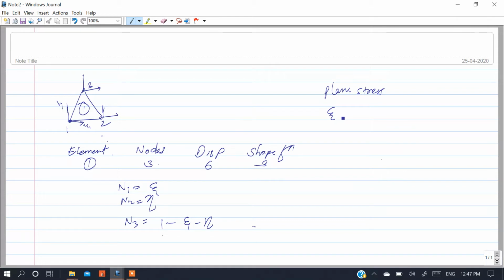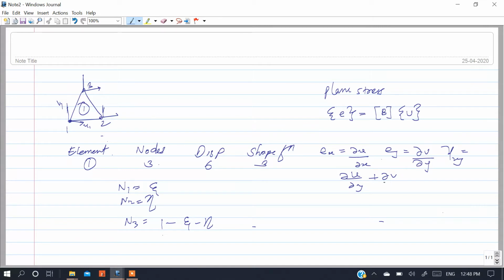So the basic formula is that the strain epsilon equals B into U. This is the formula for the strain displacement relation. So the strain components can be given as epsilon x equal to du by dx. Similarly, epsilon y equal to dv by dy. Then gamma xy equals the addition of both of these, du by dy plus dv by dx.